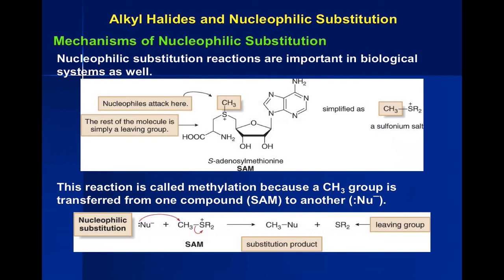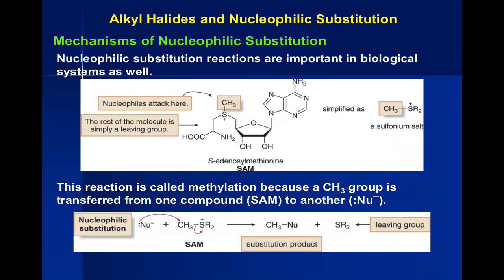And so you can simplify it as this. This is a good leaving group. It's S+. All this is a good leaving group. And so nucleophiles will attack here. This leaves, and you can get nucleophilic reactions to occur. So a nucleophile will react with SAM, and it will methylate the nucleophile. It's a methylating agent that is biocompatible, basically.